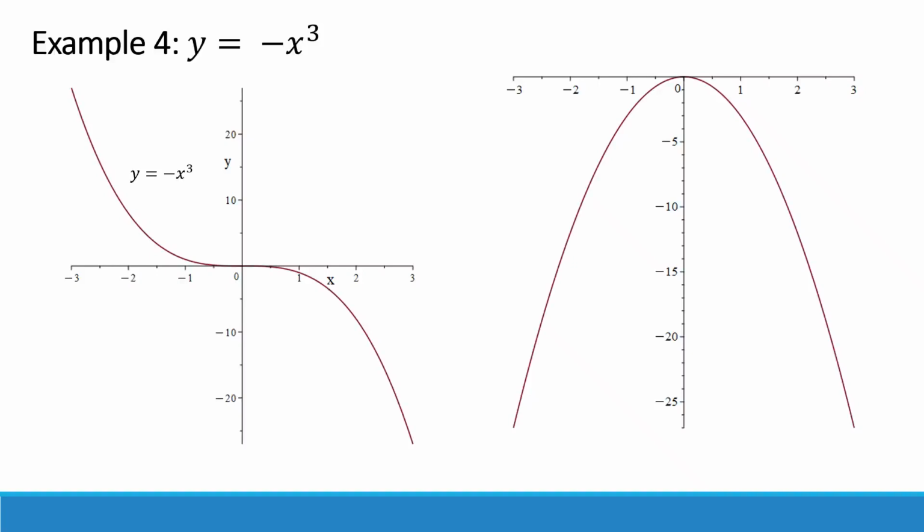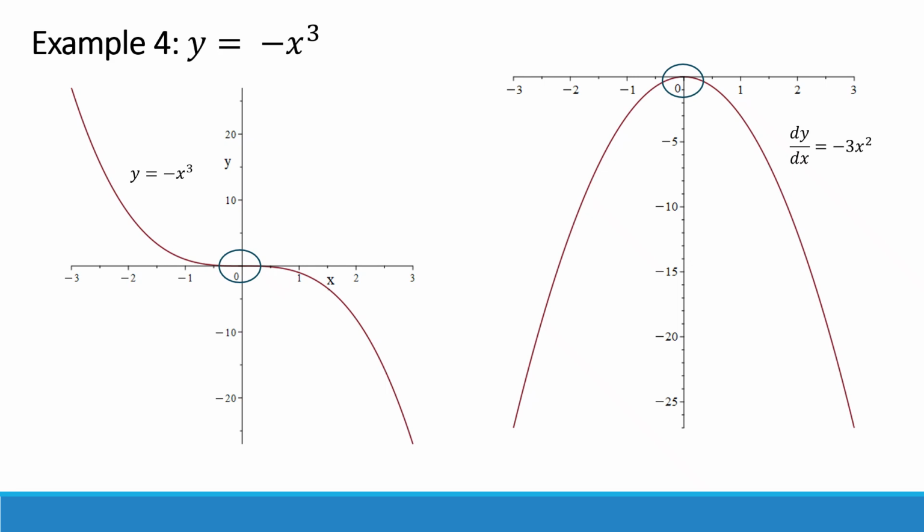In this example, we have the graph of y equals minus x cubed on the left, and its corresponding gradient graph, dy by dx equals minus 3x squared on the right. We have a stationary point here at x equals 0, and this matches with the gradient graph being equal to 0 at x equals 0.